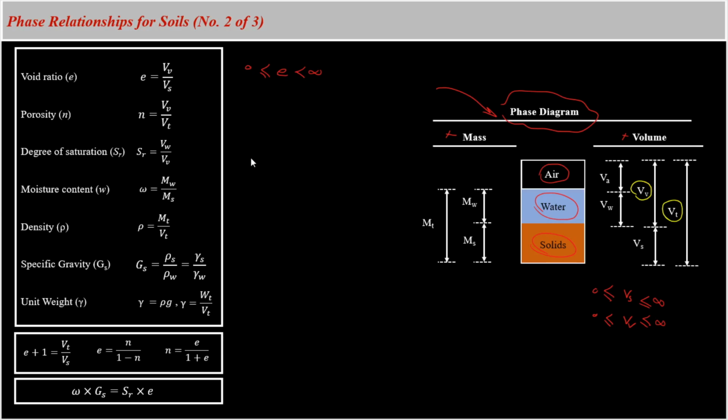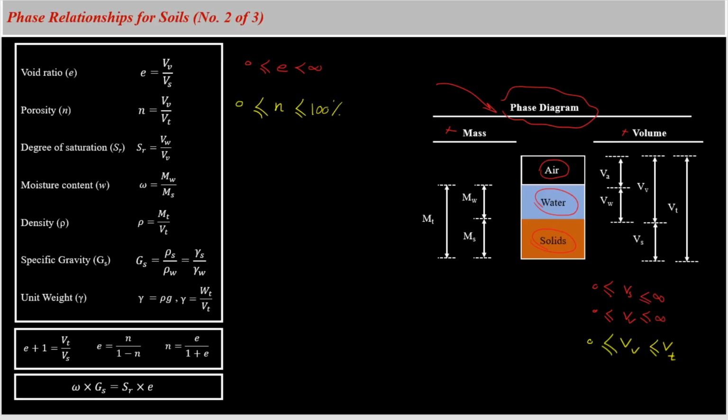And since the total volume is equal to the volume of void plus the volume of solids, the volume of void is always equal or smaller than the total volume. And as we just said, it is always equal or more than 0. So the porosity, that is usually expressed as a percentage, can be anywhere between 0 to 100%.